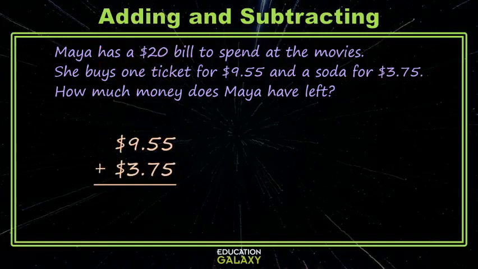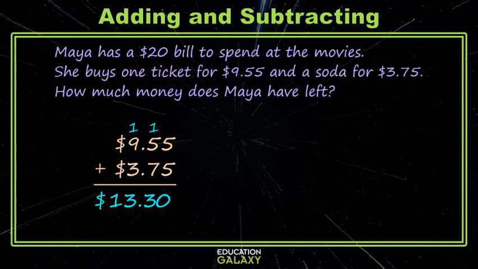Starting in the hundredths place, 5 and 5 is 10. Leave the 0, carry the 1. 5 and 7 is 12 plus the 1 we carried, so that's 13. Leave the 3, carry the 1. Don't forget your decimal. And in the ones place, 9 plus 3 is 12 plus the 1 we carried, so that's $13.30. So are we done?